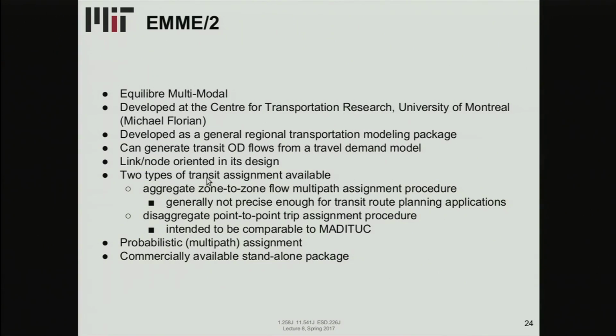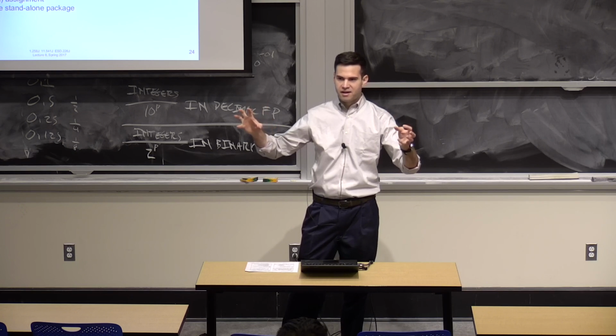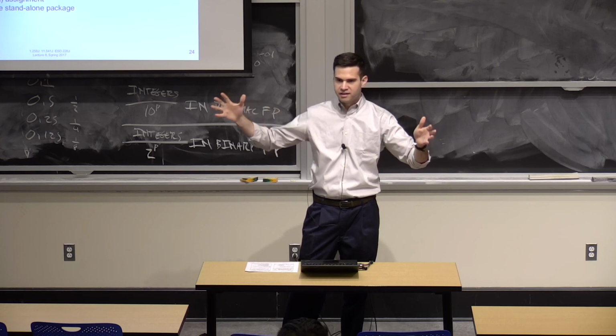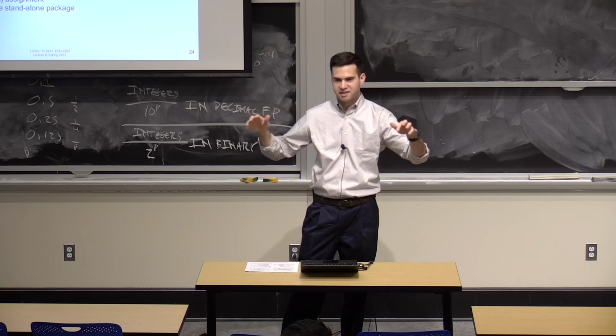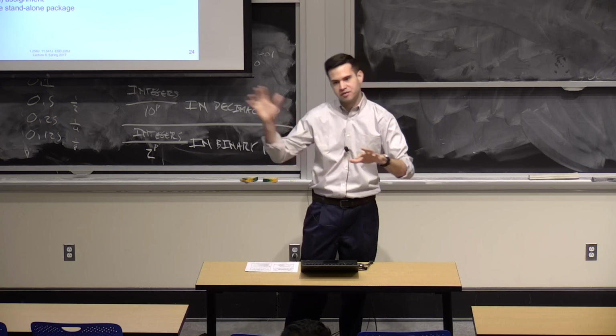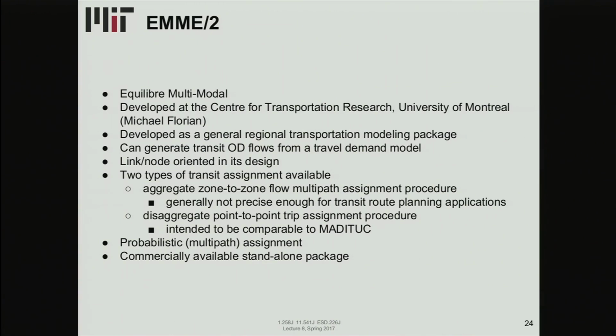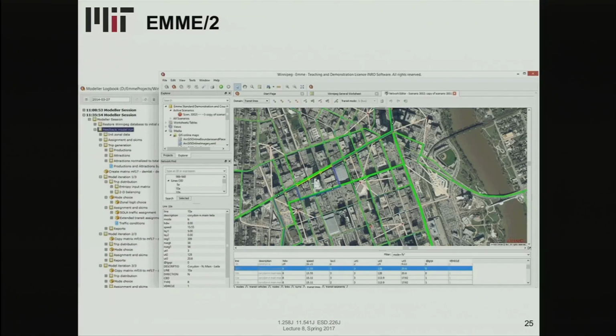There are 2 options for transit assignment. There's aggregate zone to zone flow multipath assignment. So that's usually not precise enough because it's zone to zone. And then there's a disaggregate point to point trip assignment procedure, which you could know which bus stops and lines and everything. It is probabilistic or multipath. So now you have an OD pair and different alternatives of how to get from O to D. And one might be preferable, but people might be split on which lines they take, right? And maybe 2/3 of people go one way and a third go the other. And some equilibrium is reached this way. It's a standalone package. This has all the graphics built in. And here's a picture.